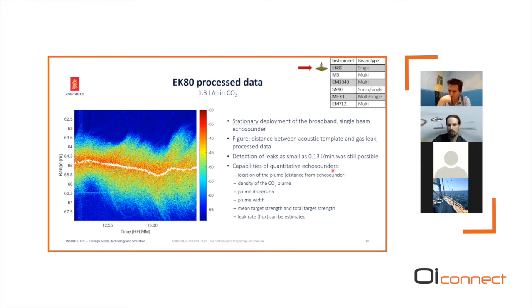The advantages of a calibrated acoustic device in such a context are that you can locate the plume in terms of range between transducer and the plume itself. You can detect the density of the plume. You can investigate the dispersion of the plume width. You can also derive the target strength, the mean target strength and the total target strength. And you can also estimate the amount of gas that has been released.